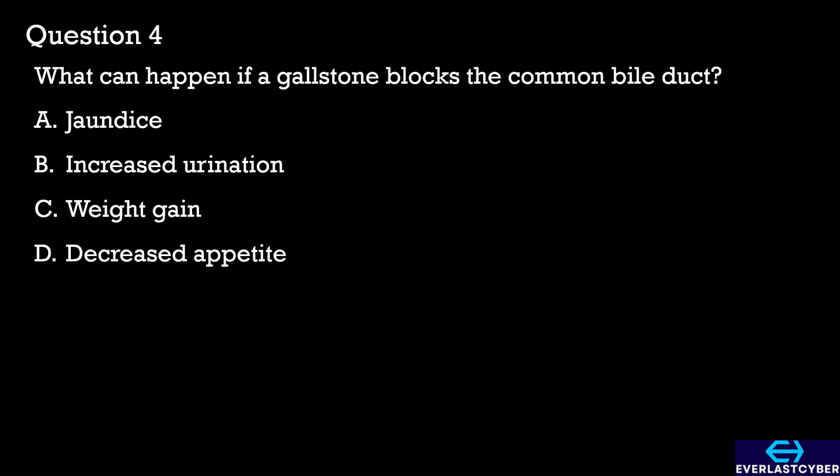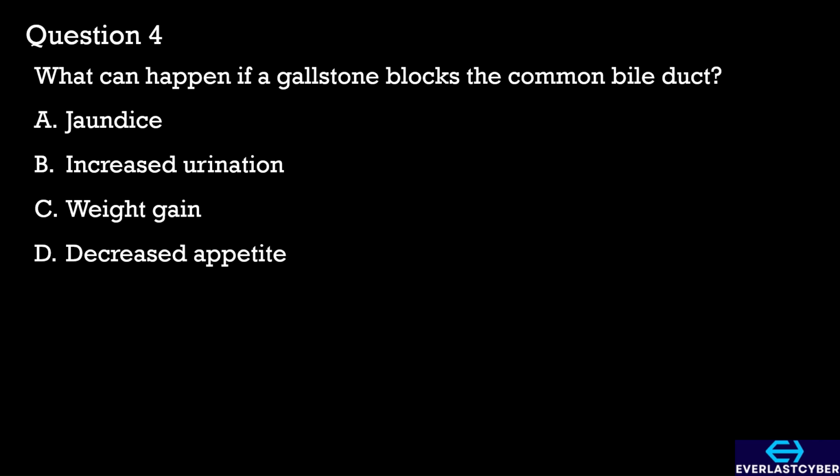Question 4. What can happen if a gallstone blocks the common bile duct? A. Jaundice, B. Increased urination, C. Weight gain, D. Decreased appetite. Now let's look at the various options.